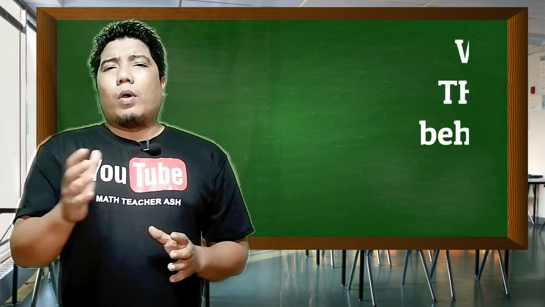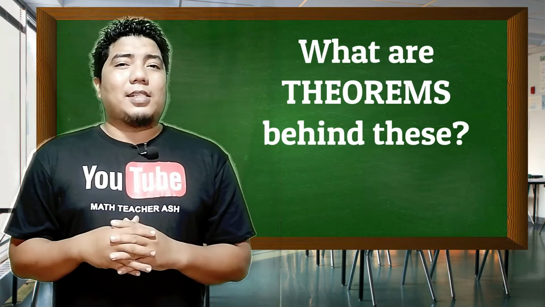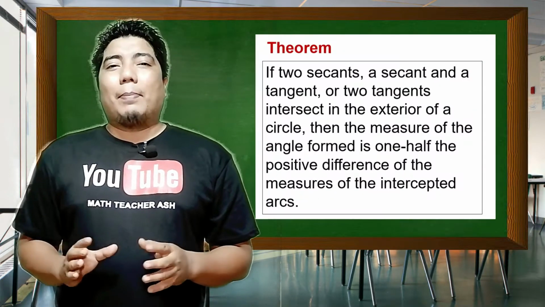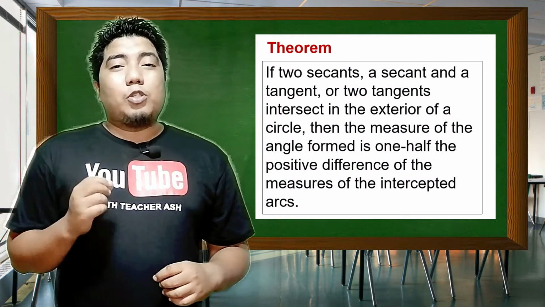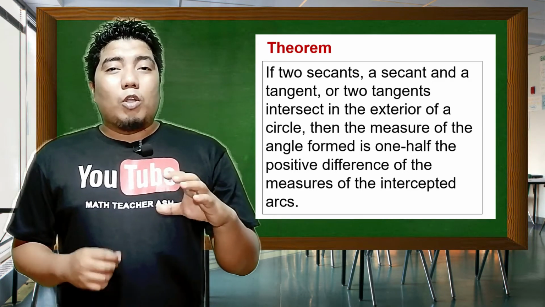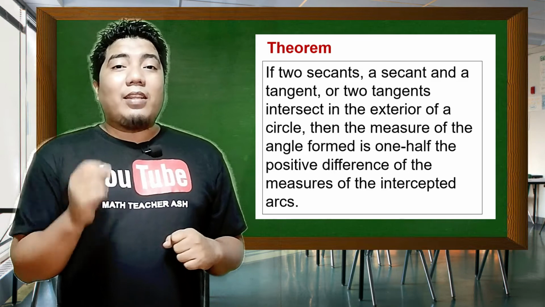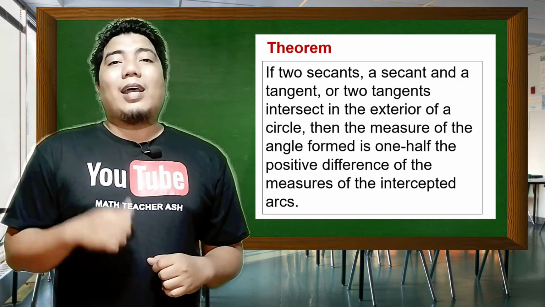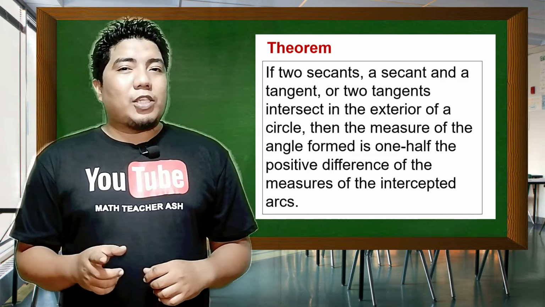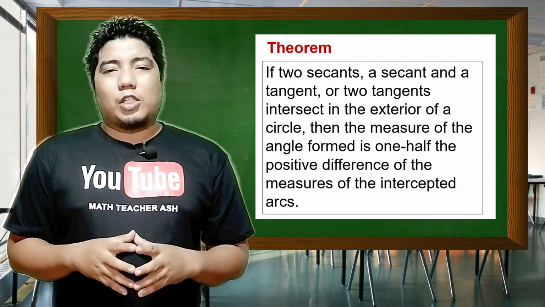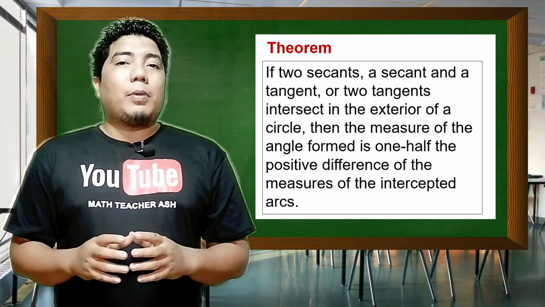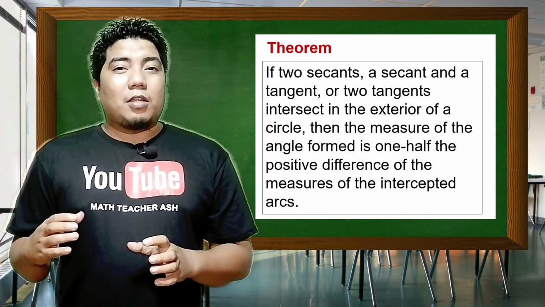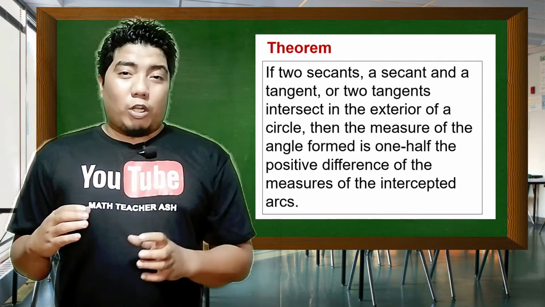Now, the question is, what are the theorems behind these cases? Okay, my dear math learners, remember this. If the intersection will happen outside the circle, what you will do is subtract the smaller intercepted arc from the bigger intercepted arc and then divide it by 2. Meaning, according to the theorem, if 2 secants or a secant and a tangent or 2 tangents intersect outside of the circle, then the measure of the angle is 1/2 the difference of the farther arc and the nearer arc, meaning the bigger arc and the smaller arc.